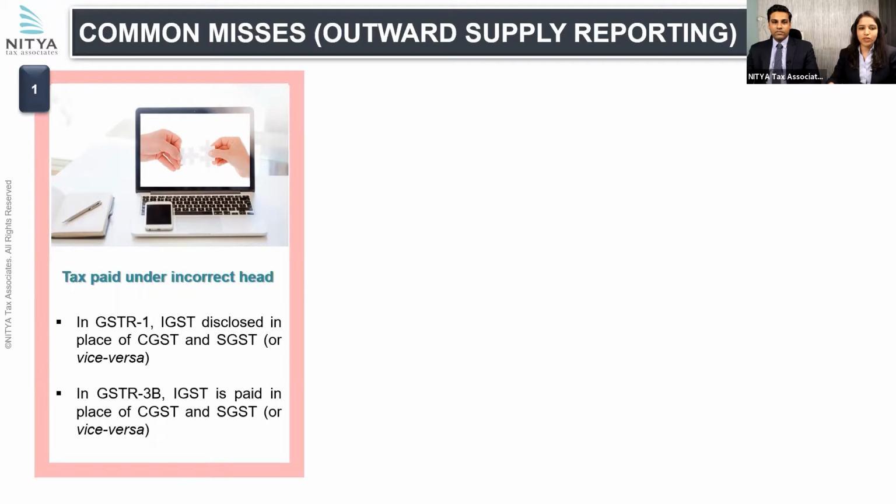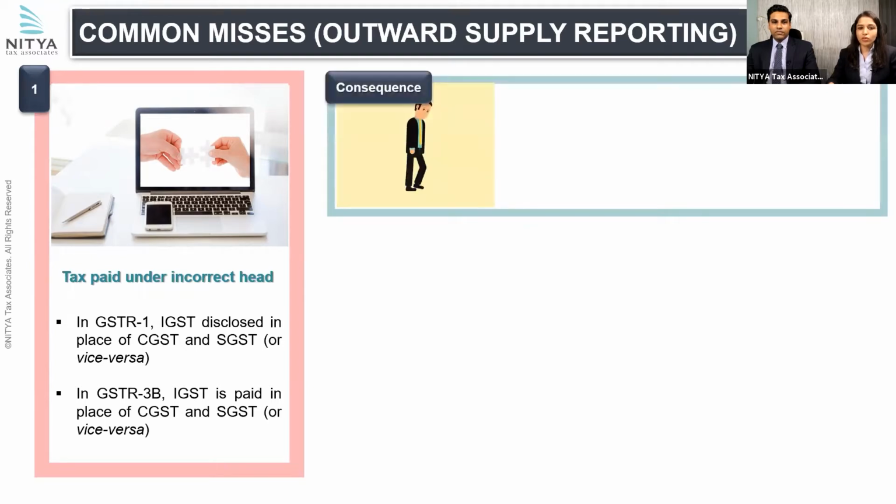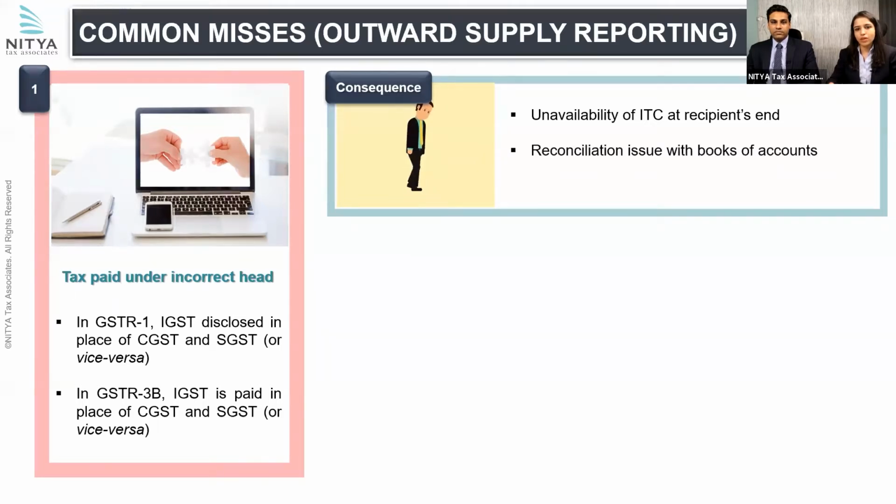Considering these POS based errors, the consequence is ITC unavailability to the recipient. Since the invoice has been wrongly issued or wrongly reported while filing 1 and 3B, the recipient may not be able to avail the ITC and it may lead to a loss of ITC to them. Also, there would be a reconciliation issue with the books of accounts. So this is a great loss for the recipients.